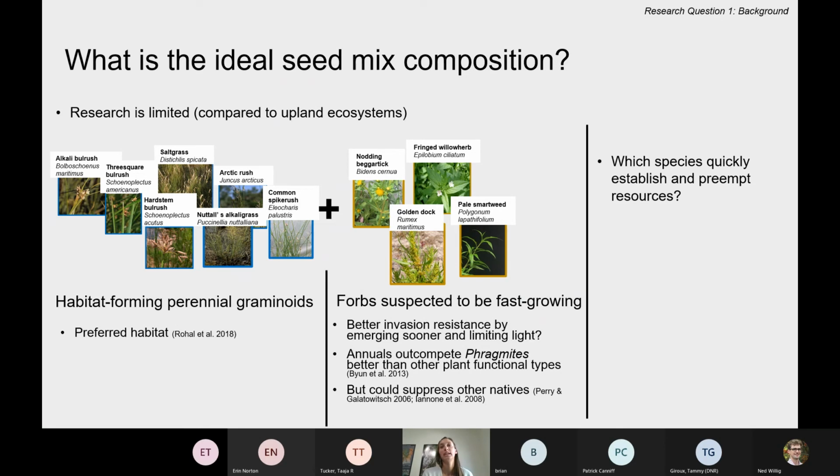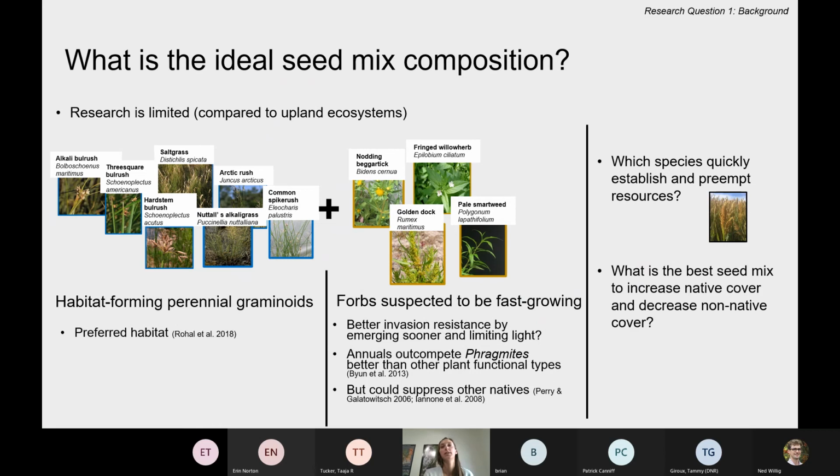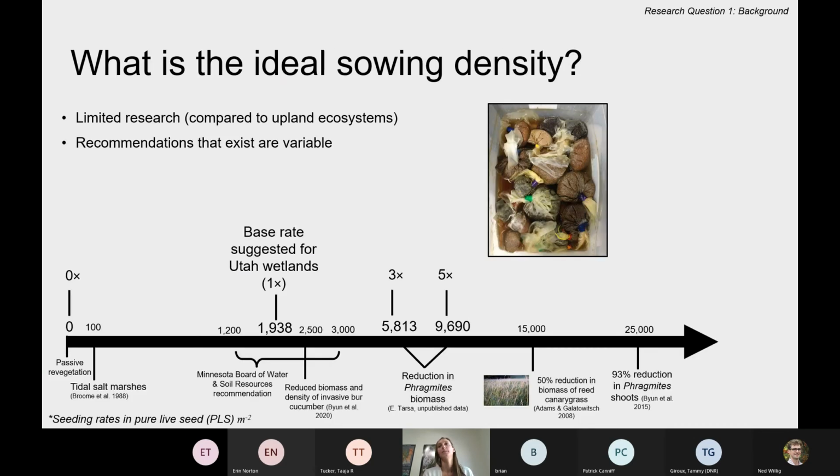What species quickly establish and preempt these resources, and ideally, ultimately, what is the best seed mix to increase native cover and decrease non-native cover? And then the second part of my question, what's the ideal sowing density? Again, research is limited compared to upland systems, and the recommendations that do exist are variable.